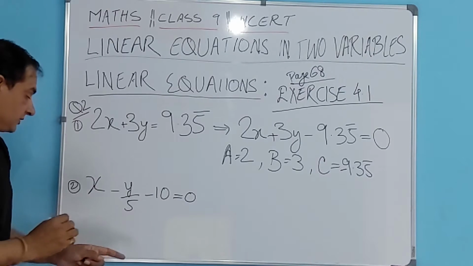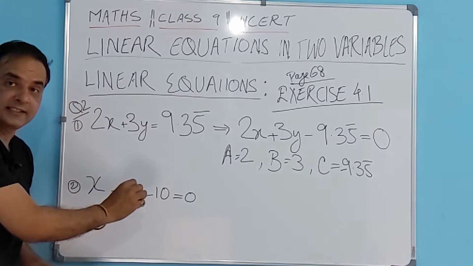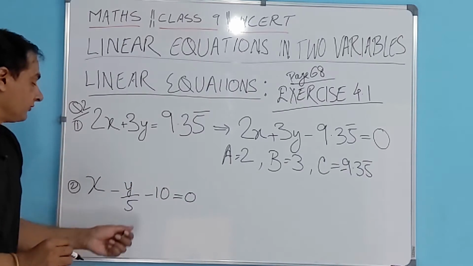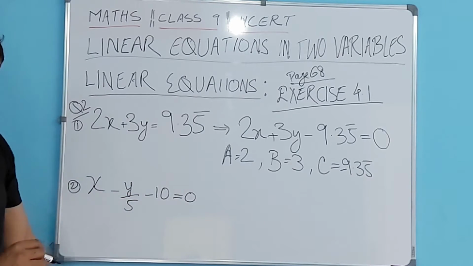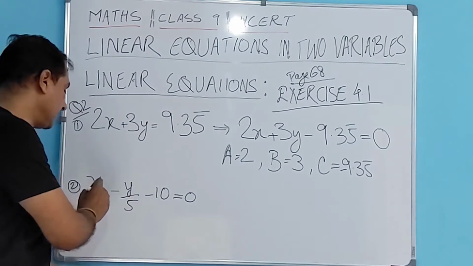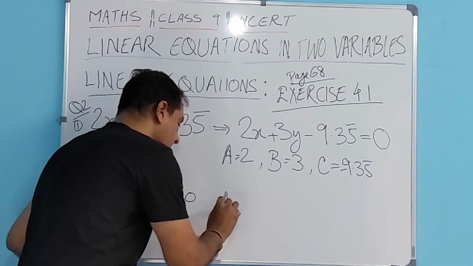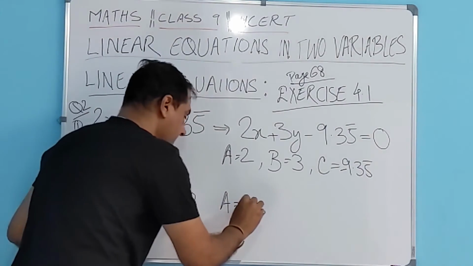We'll look at question number 2, which is x minus y by 5 minus 10 equals to 0. So if you see, it is already in the form of ax plus by plus c. We just need to identify a, b and c for this one. So if you look at a equals to, here it is 1.